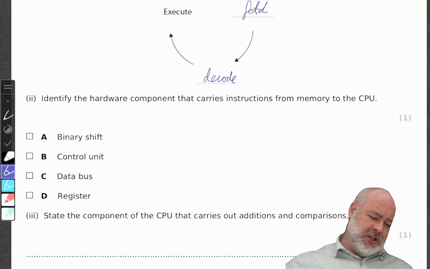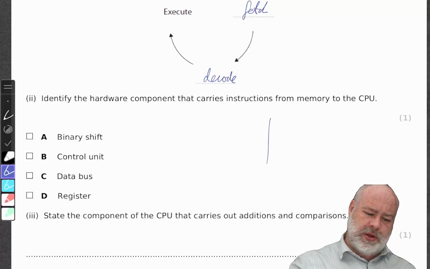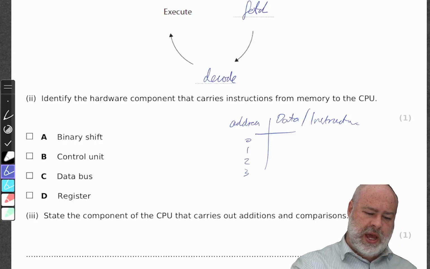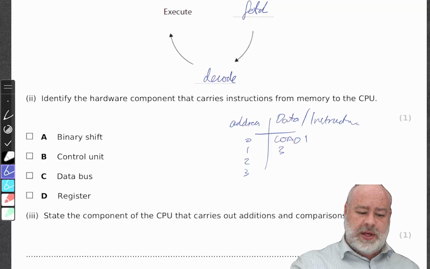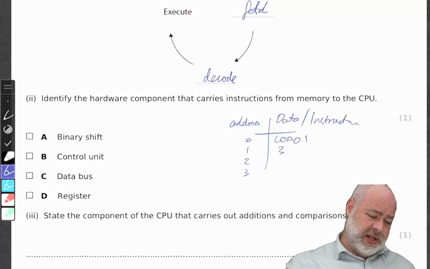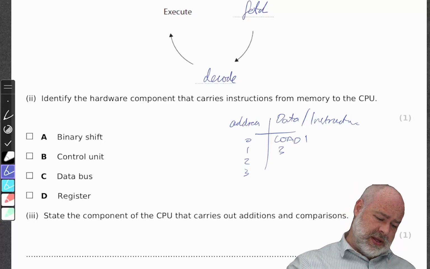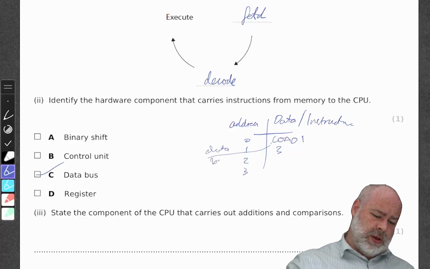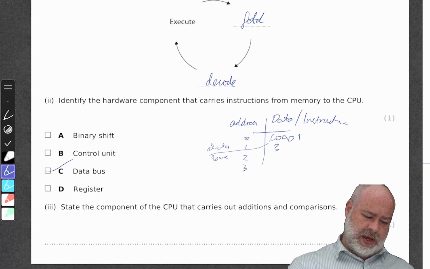So instructions are also in the same place as data. Okay, the address is over here in primary memory. It could be all the order of things, and it could be like load 1, right? Just like we did in our example. So there's either a number in there, some data, or there's an instruction. Load is an instruction. So the data bus would take the data from there and transport it around our CPU.